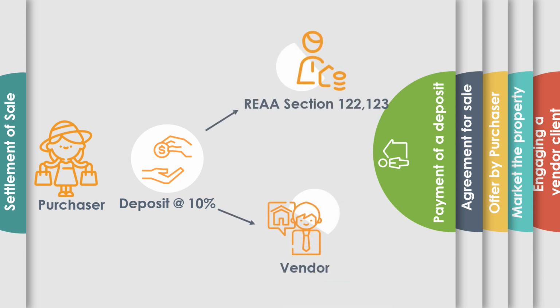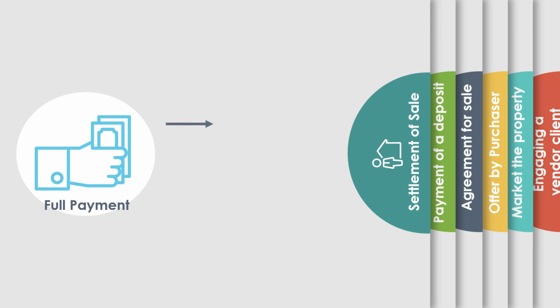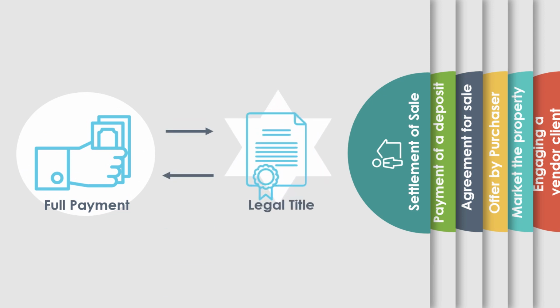If it is paid to the agent, Sections 122 and 123 of the Real Estate Agents Act govern how deposits should be handled. The final step in the purchase of a fee simple property is the settlement of a sale. It ends with the buyer paying the remaining balance in exchange for the legal title and ownership of the property. As an agent involved in the sale, you will receive a check for commission, and there will be no further duty owed by you to either party of the sale. Your job is completed.